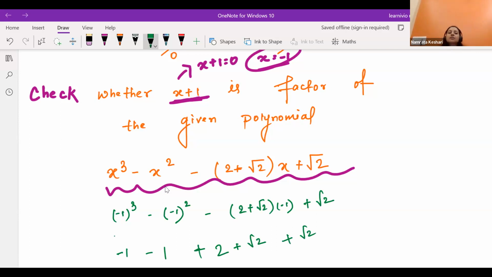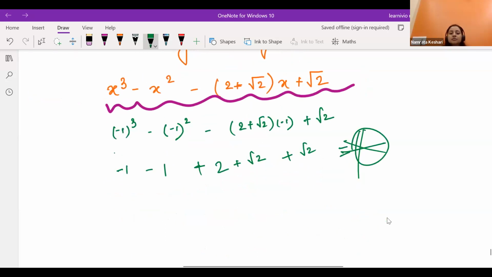Whenever we have to check whether this is a factor of that or not, we will find the 0 of that polynomial, substitute it in the other polynomial, and check whether the outcome is coming as 0 or not. If it is 0, yes, it's a factor. If it is not 0, no, it's not a factor. So here it's not a factor because the final result is 2 root 2. Root 2 plus root 2 is 2 root 2.